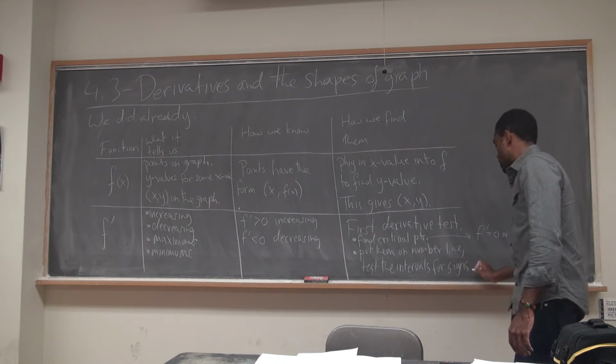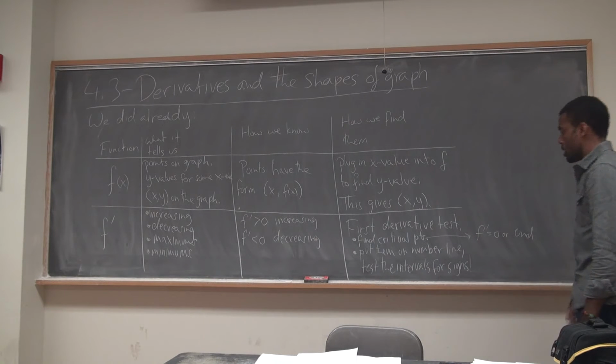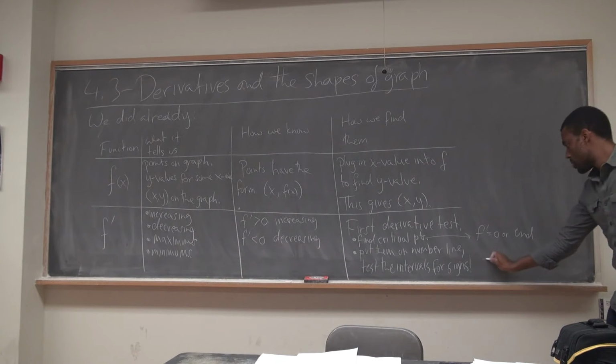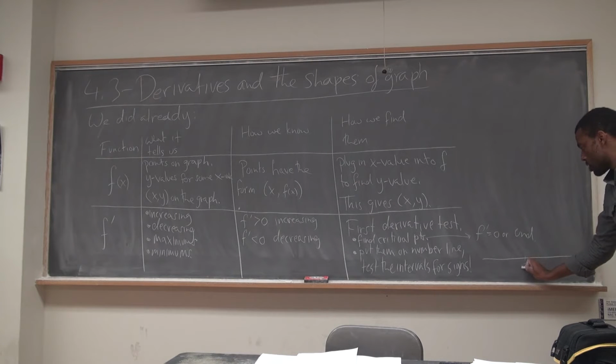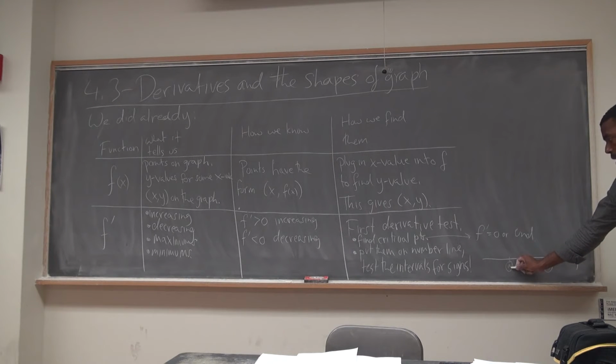You don't necessarily care about the value, you care about the signs. You just care about whether you get a positive or a negative number. So if you have a critical point C, you plug in a random number on this side and a random number on that side into the first derivative. If you get a positive answer, that's a plus, which means increasing. You're going up. If it's negative, it means you're decreasing.